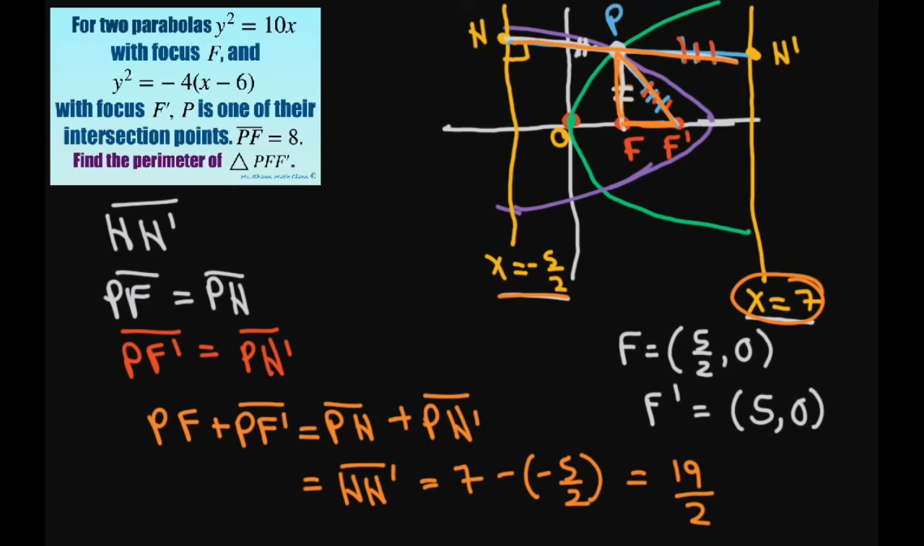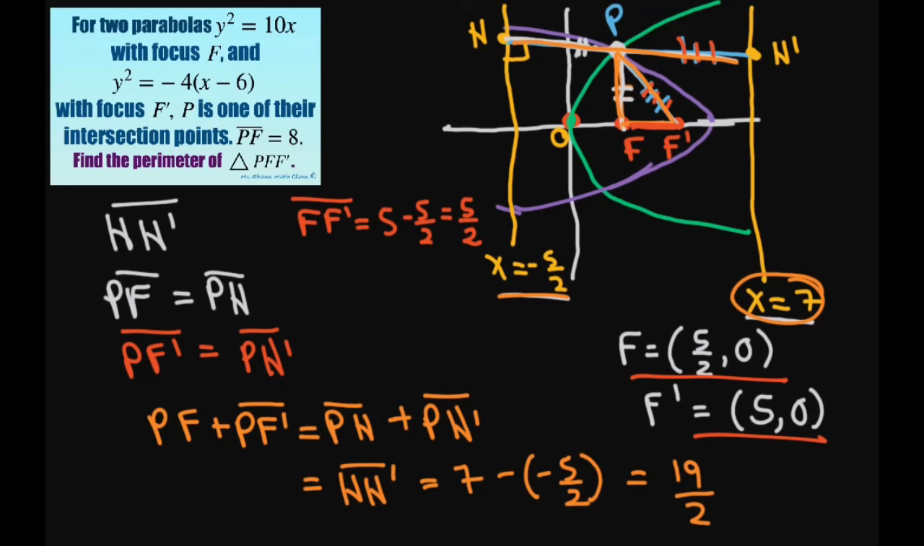And let's see what else. We want to look at FF prime. Let's do that before we move on. This length right here, remember our focus was here. So for FF prime, you just subtract these two. So that's going to be 5 minus 5/2, which equals 5/2.